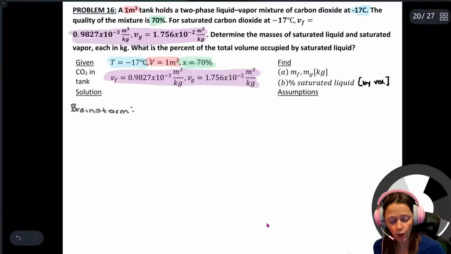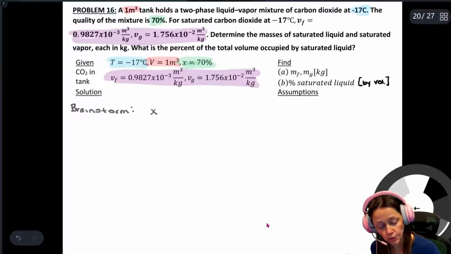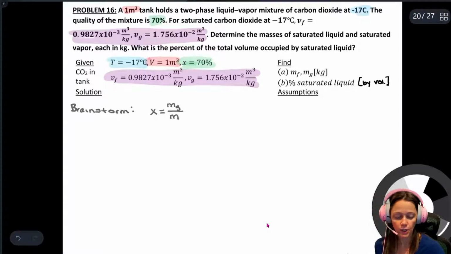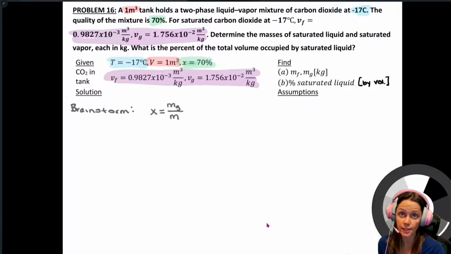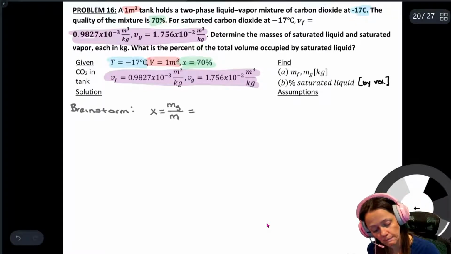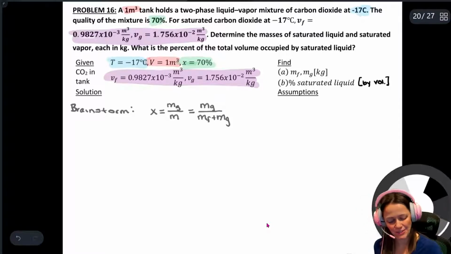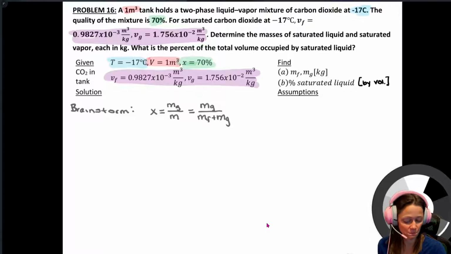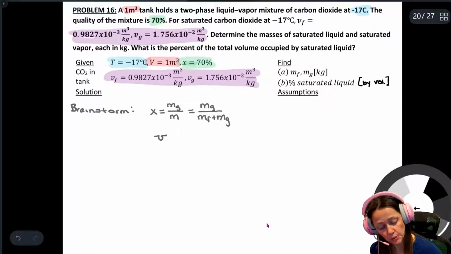So we've got quality. We've got an equation for quality, which is defined as M sub G over M. So it's the mass of the saturated vapor over the total mass of a two-phase mixture. This would be, of course, in a two-phase mixture, there's two things there, saturated liquid and saturated vapor. So we've also got an equation for specific volume.